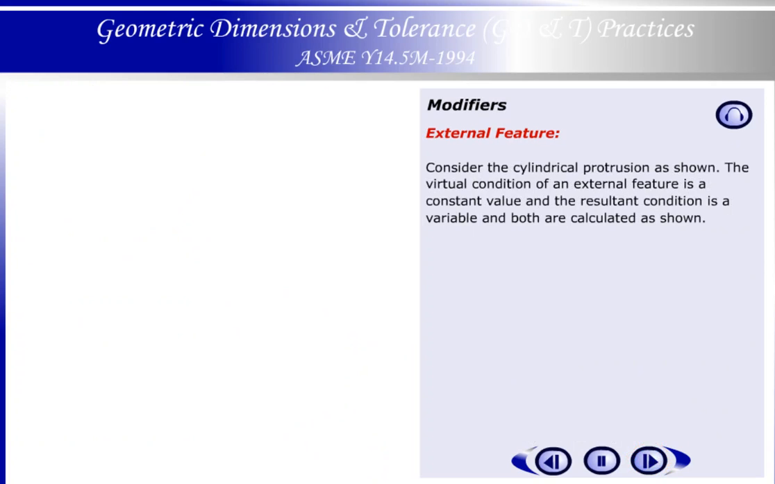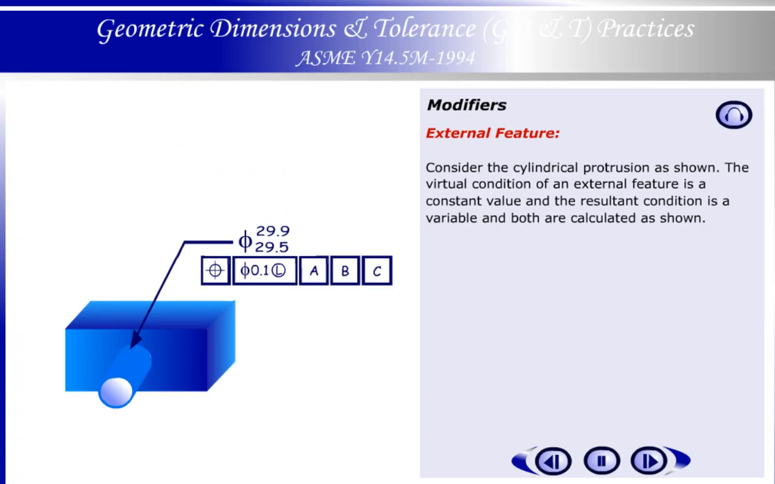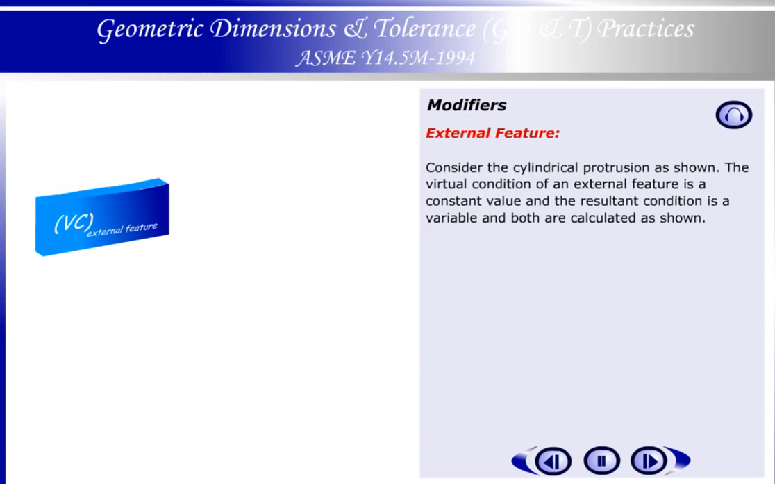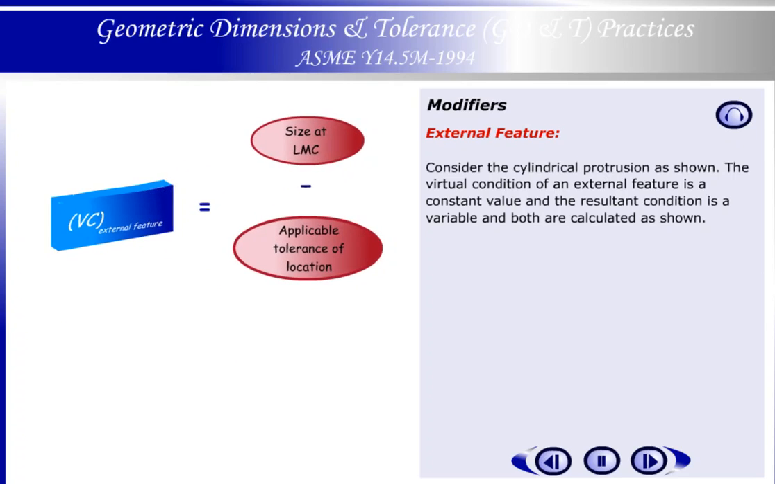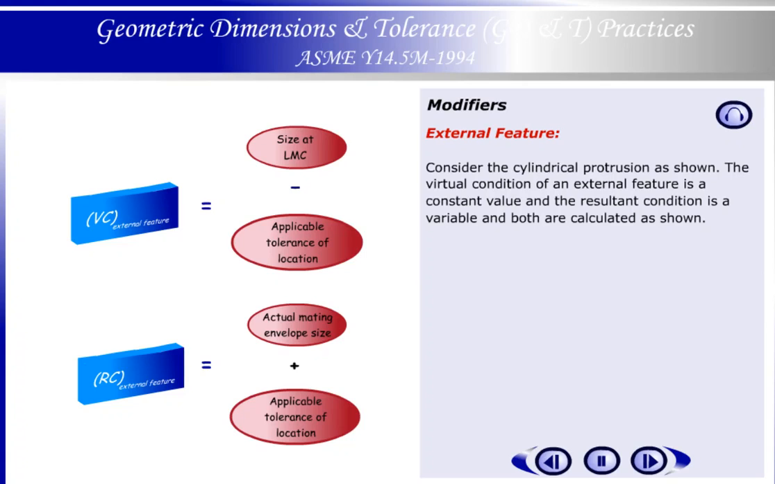External feature. Consider the cylindrical protrusion as shown. The virtual condition of an external feature is a constant value, and the resultant condition is a variable, and both are calculated as shown.